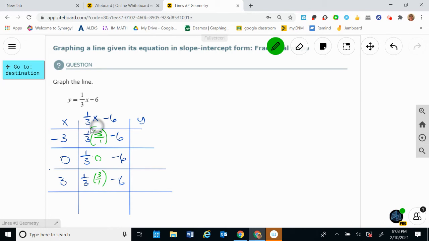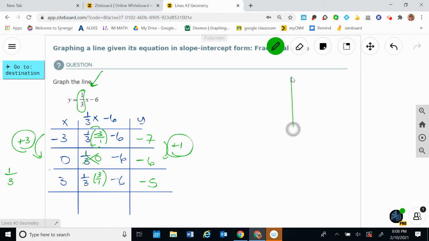This becomes -3 over 3, which is -1. -1 minus 6 is -7. This becomes nothing, becomes -6. These cancel out, you get 1. 1 minus 6 is -5. Look at the pattern. We went up, on the x, we went up 3. On the y, we're going up 1. What is my rise over my run? 1 over 3, 1/3. That is the slope in the formula, and that is the slope in the table.